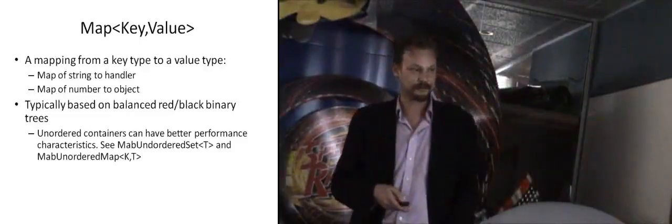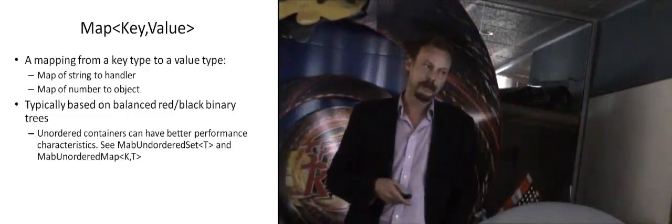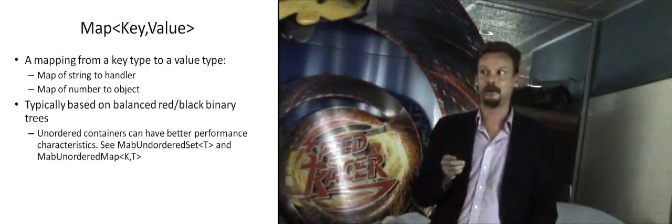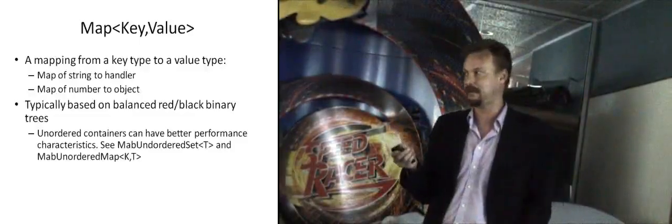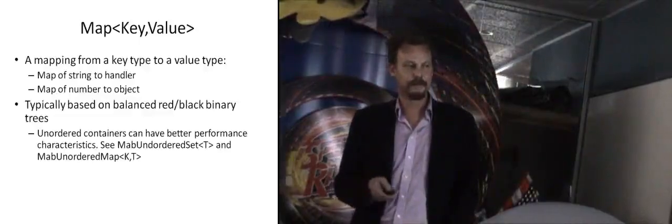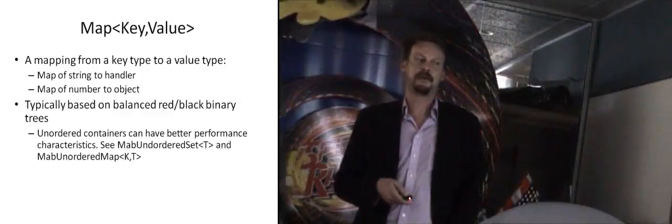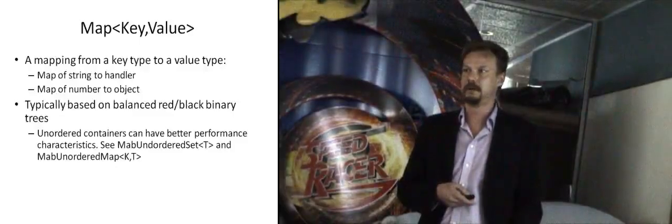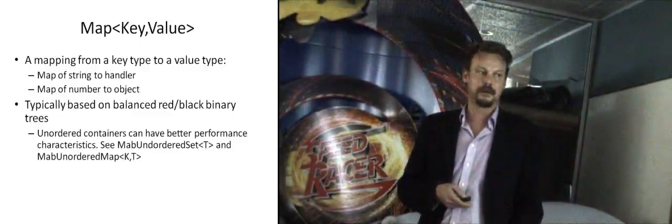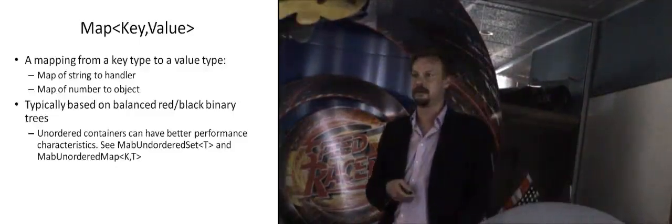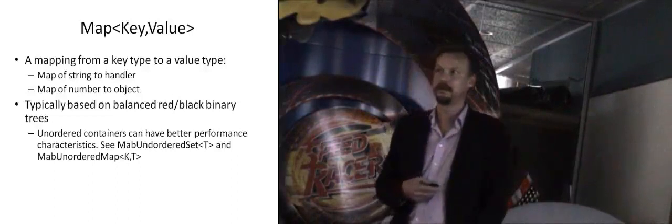Whereas unordered sets don't have the requirement that T has to have operator less than. They do have to have operator equivalent to, otherwise you can't tell whether something exists or is found. But it doesn't use operator less than, it uses operator equals equals. And the underlying structure here is a hash table, not a binary tree. Now, everybody knows that hash tables have better lookup performance than a binary tree, right? In general.